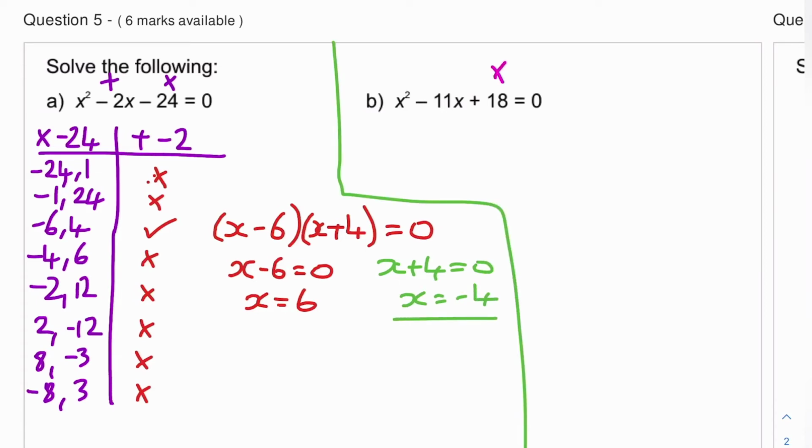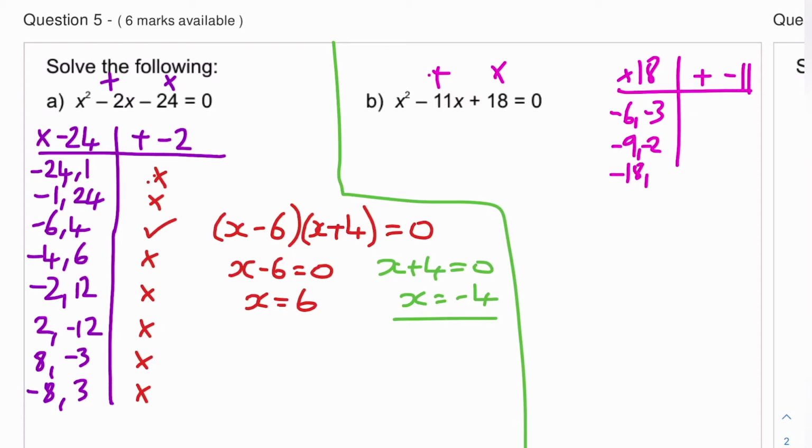Part B, very similar technique. We're timesing to make positive 18, and we're adding to make negative 11. So therefore we know to times to get a positive, but add to get a negative, both numbers must be negative. So we've got minus 6 and minus 3, minus 9 and minus 2, minus 18, minus 1. Again, only one of these will add to give minus 11.